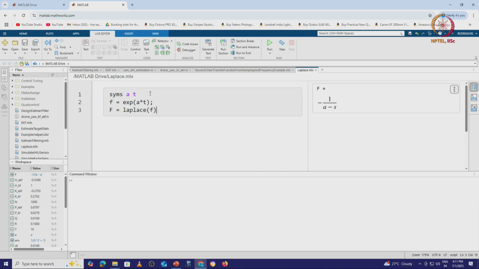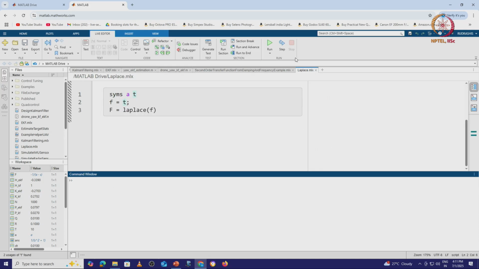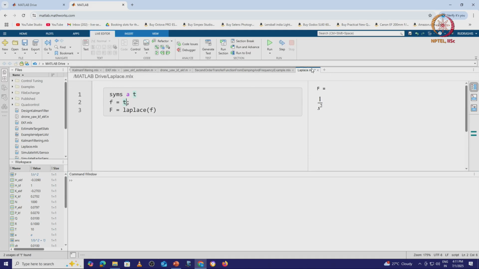Now what we can do in this particular example is that we can take different functions. Okay, so if we take some function, say t, then what will happen? It is 1 by s square, right? What is this function called? This function is known as unit ramp function.